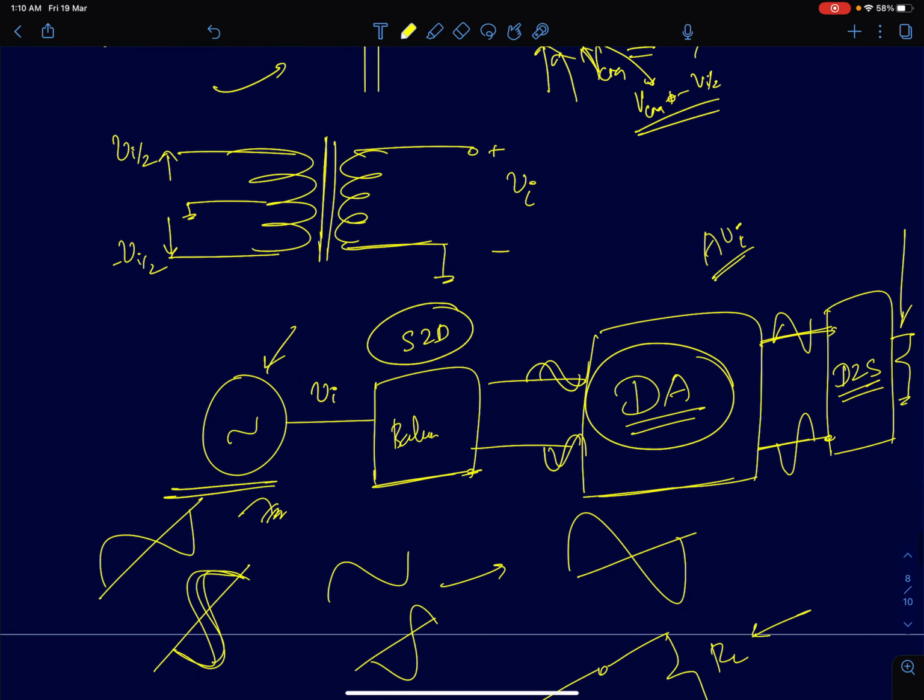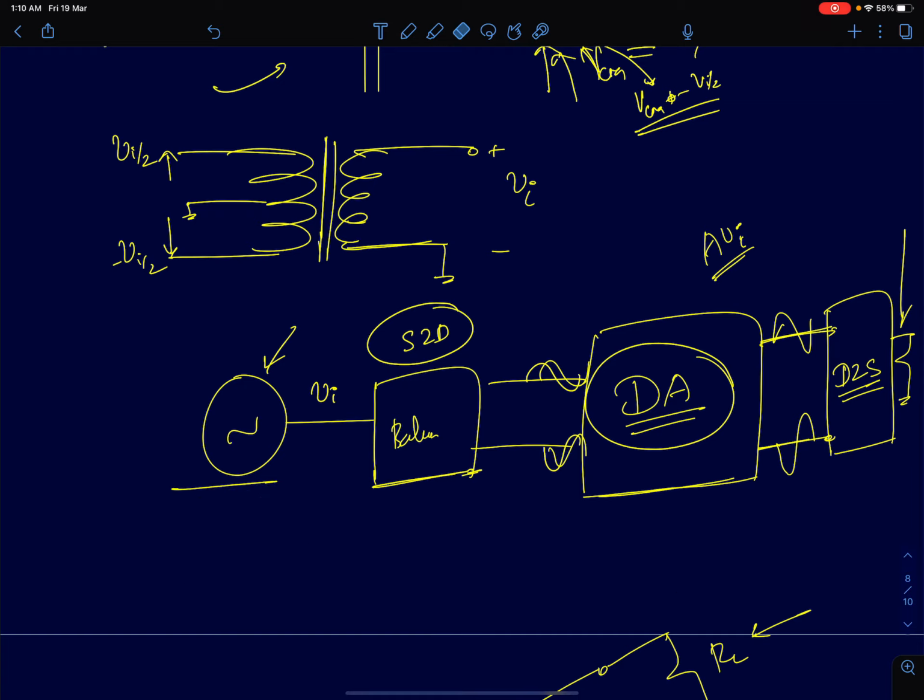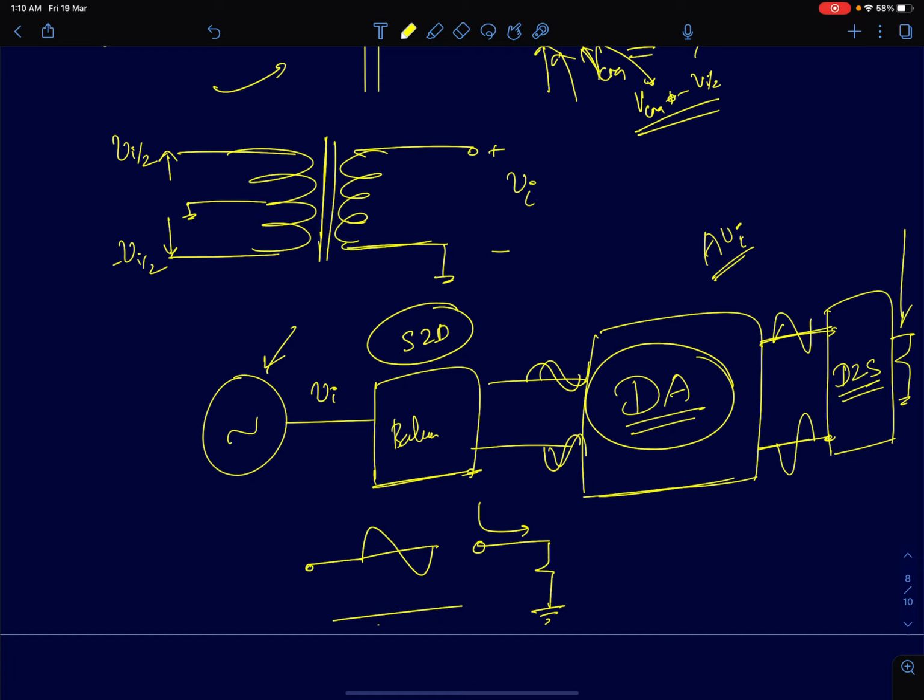And finally, let's say the load to which you are finally driving is an audio speaker. Let's assume it's a single-ended load, meaning only one node is accessible and the other node is connected to ground. In that case, you have to feed a single-ended output. Whenever we talk about a single-ended output, you will have one node and the other node will be ground. So I have to generate a single-ended signal before delivering it to the load. I can use what we call a differential to single-ended converter.